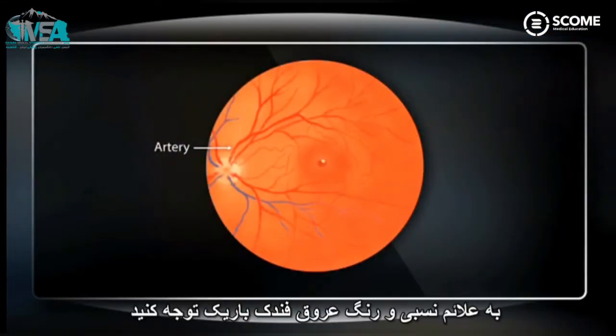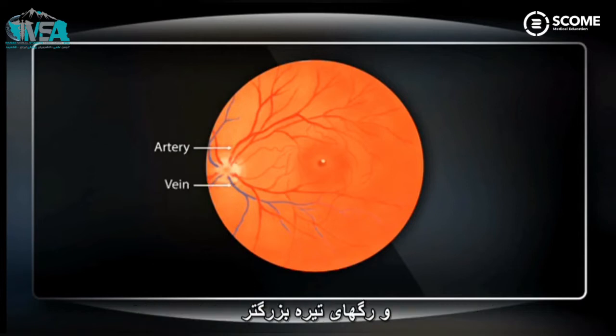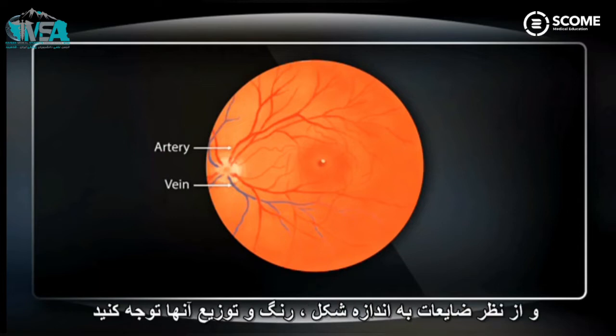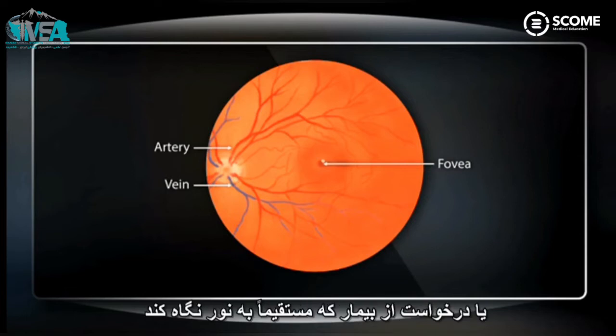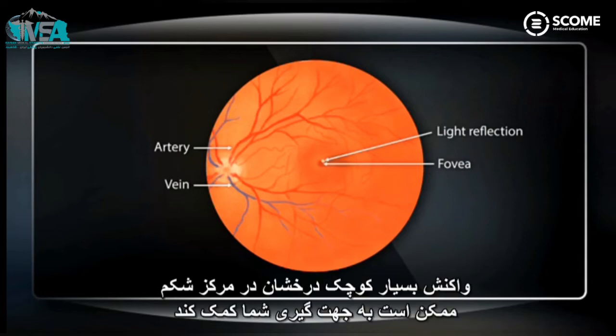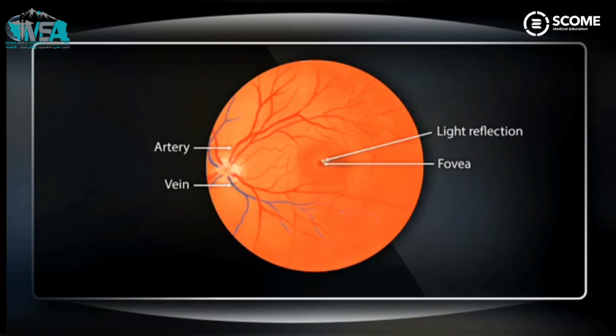Note the relative size and color of the narrower, lighter arteries and the larger, darker veins. Examine the surrounding retina for lesions, noting their size, shape, color, and distribution. Finally, examine the fovea and surrounding macula by directing your light beam laterally or asking the patient to look directly into the light. The tiny bright reflection at the center of the fovea may help orient you.